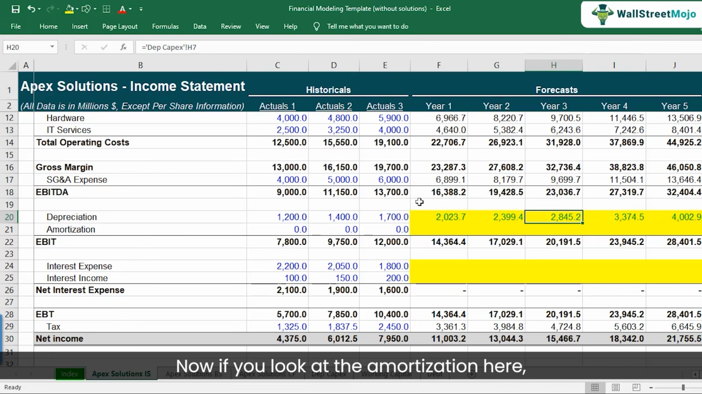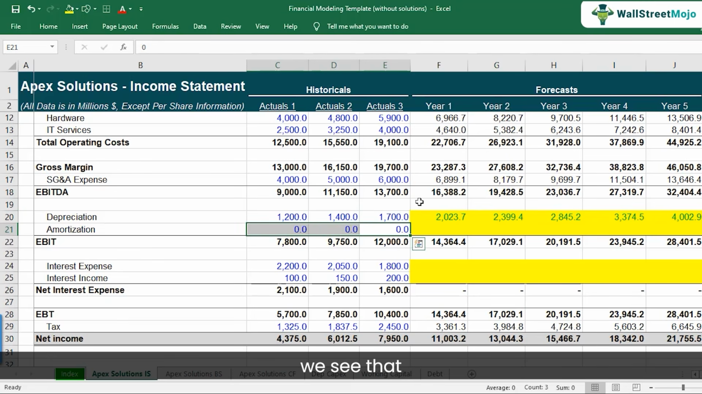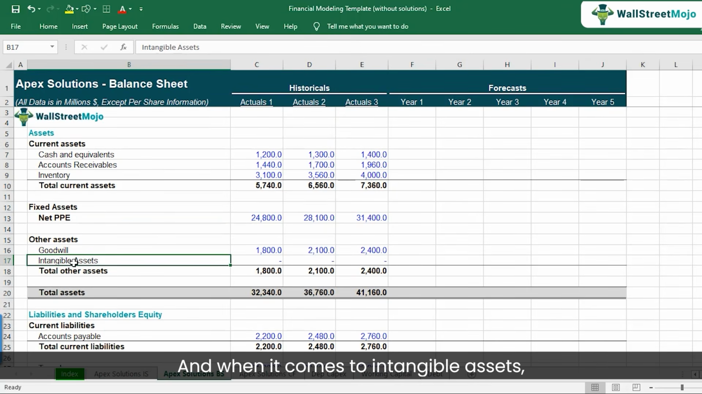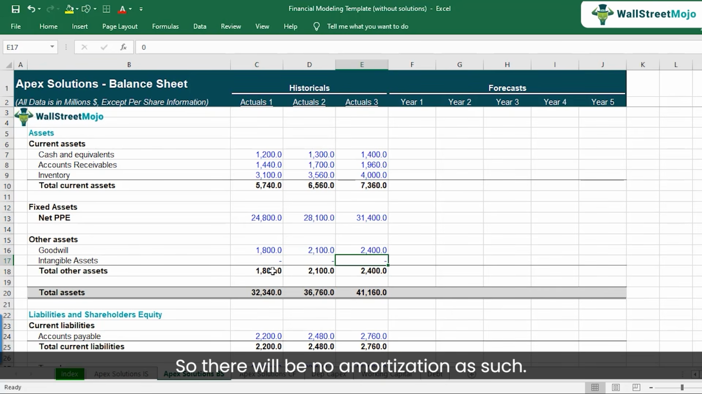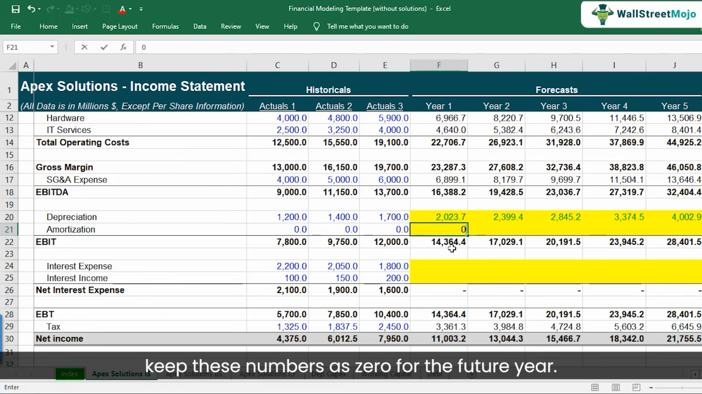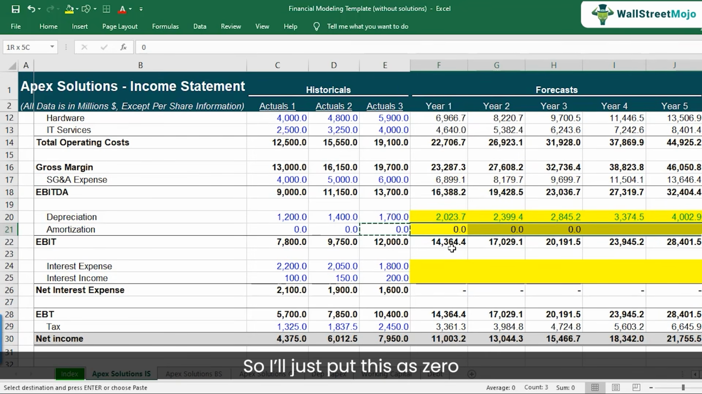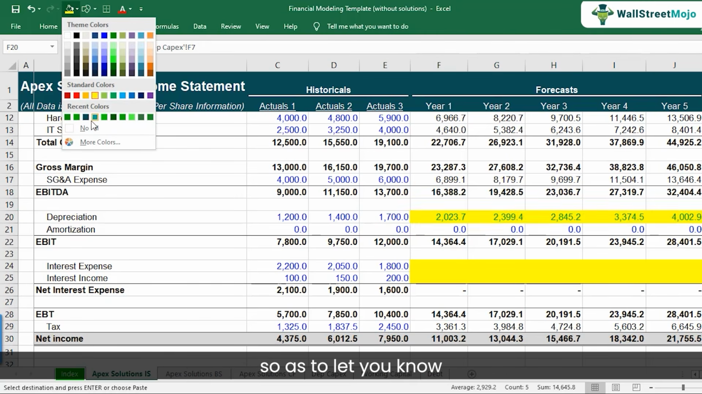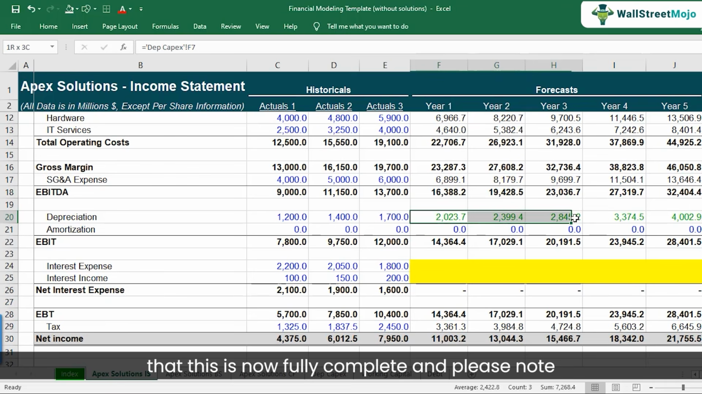Now, if you look at the amortization here, we see that if you look at the balance sheet, actually, balance sheet only has fixed assets, right? And when it comes to intangible assets, it's basically zero. So there will be no amortization as such. So for amortization, we'll keep these numbers as zero for the future years. So I'll just put this as zero. And what I'll also do is unhighlight this so as to let you know that this is now fully complete.